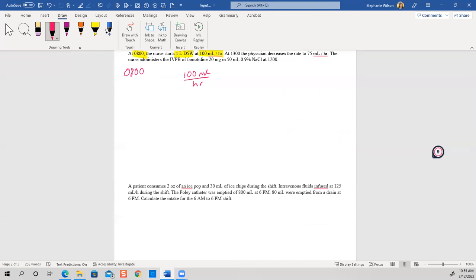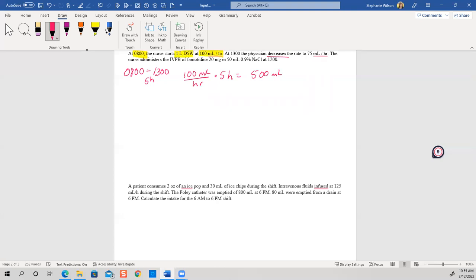And it says at 1300, the physician decreased. So right here, there was a change here, 1300. So from 0800 to 1300, we got 9, 10, 11, 12, 1. That's 5 hours, right? For 5 hours, they did the flow rate at 100 milliliters per hour, which gives me 500 milliliters. And we got to be careful on our notation. Our writing gets a little messy sometimes. Got to make sure it's clear, especially if someone else has got to read it.